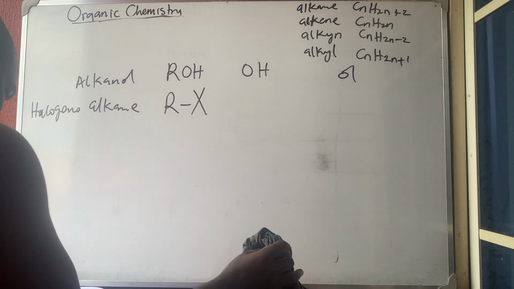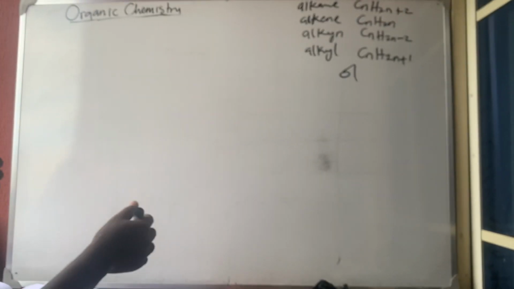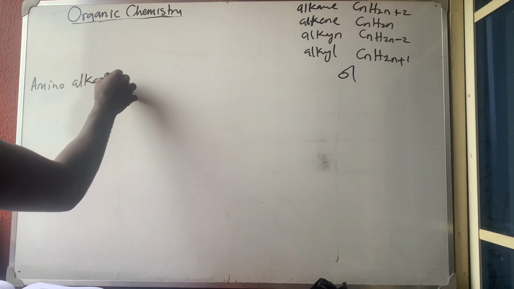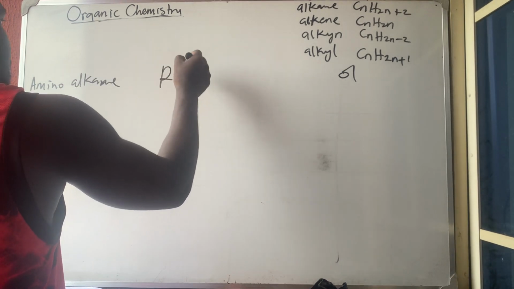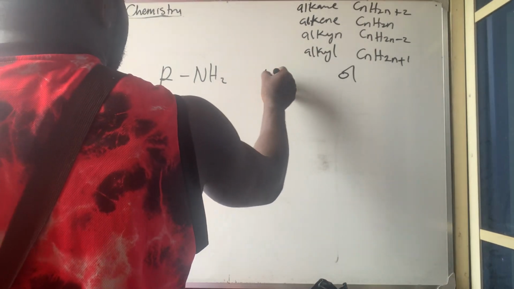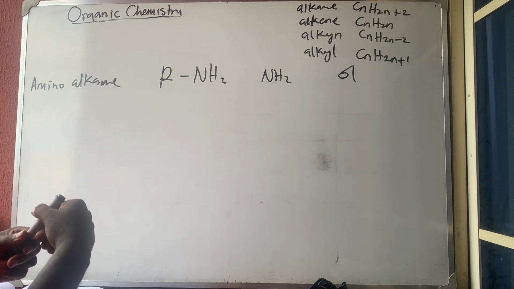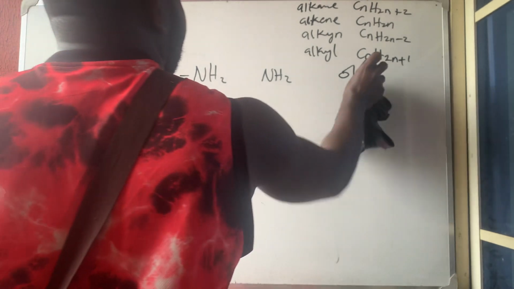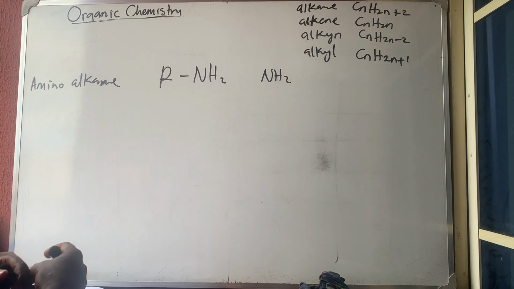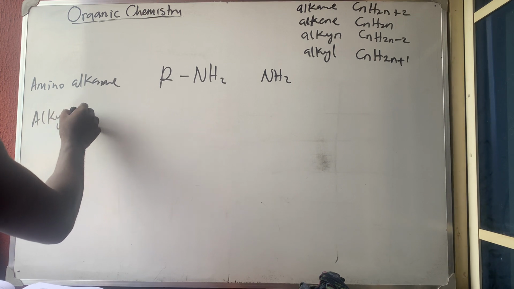So the next one we talked about is the amino alkane. Just put your R, then put your amino, that is NH2. As simple as that. And their functional group is the same, NH2. They are used as prefix as amino, but as suffix as amine. Okay, it's different from the alkyl amide though.